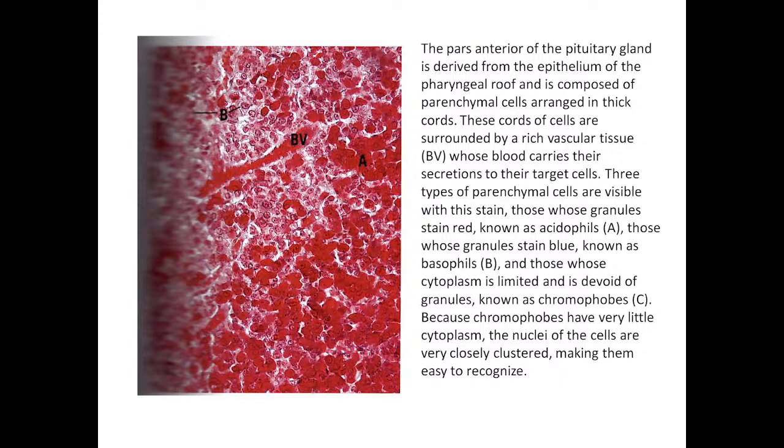Three types of parenchymal cells are visible with this stain: those whose granules stained red, known as acidophils, A; those whose granules stained blue, known as basophils, B; and those whose cytoplasm is limited and is devoid of granules, known as chromophobes, C. Because chromophobes have very little cytoplasm, the nuclei of the cells are very closely clustered, making them easy to recognize.